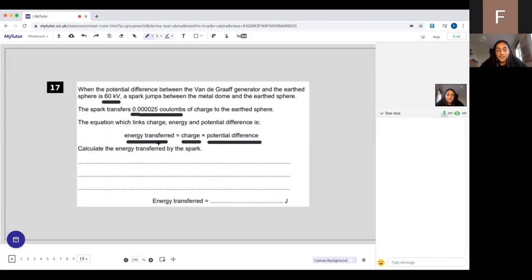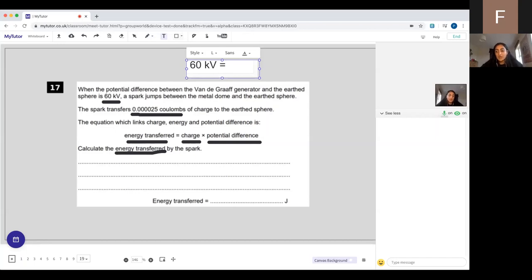Now you've got the equation here for you, and you need to decide which value goes where. So we're trying to find energy transferred, having been given the charge and the potential difference. So we can see that the charge here, we have 0.00025 coulombs of charge and 60 kilovolts as our potential difference. Now be really careful here. First, before we do anything, we need to transfer our 60 kilovolts to normal volts. Okay, so change 60 kilovolts into normal volts.